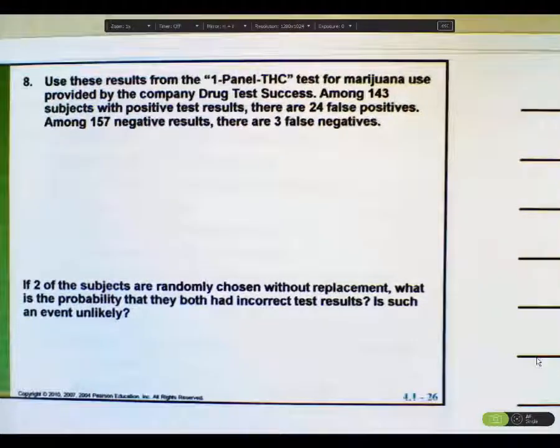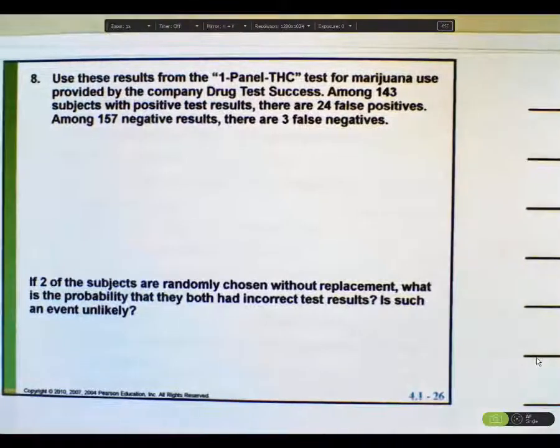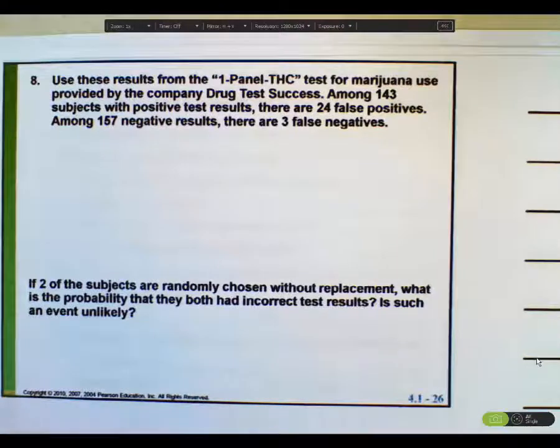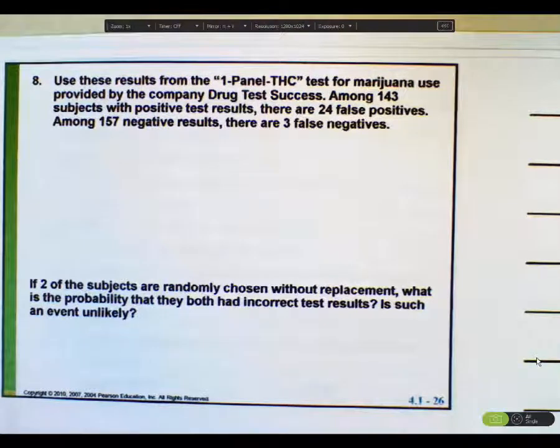All right, example 8. Use these results from a one-panel THC test for marijuana use provided by the company Drug Test Success. Among 143 subjects with positive results, there were 24 false positives. And among 157 negative results, there were 3 false negatives. Now, I wasn't given a contingency table for this problem, but I could make up one like I've used on other problems.